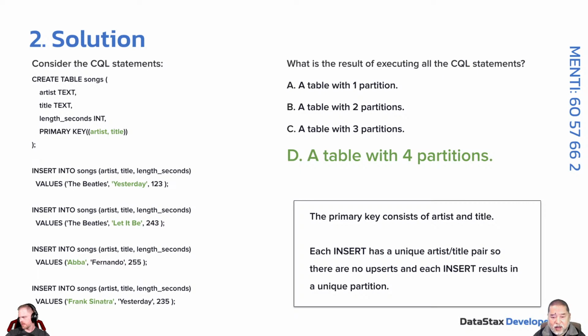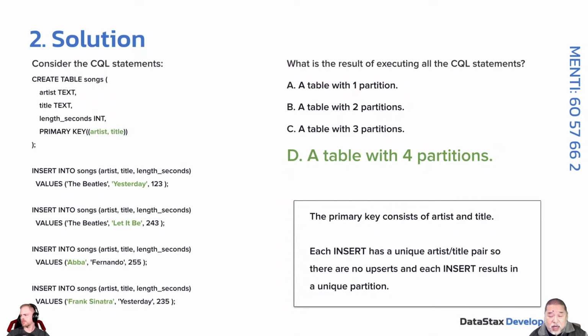All right, so once again, we're going to look at the table definition, and I'm drawn right to the primary key. The primary key now has two fields in it, and you'll notice both fields are in the inner set of parentheses. So what that means is they make up the partition key. The partition key is made up of the two fields, artist and title. What follows then are four inserts, each one with artist, title, and length in seconds. First one's Beatles and Yesterday, so that goes into a partition. Then the Beatles and Let It Be is another partition. It's another unique combination of artist and title.